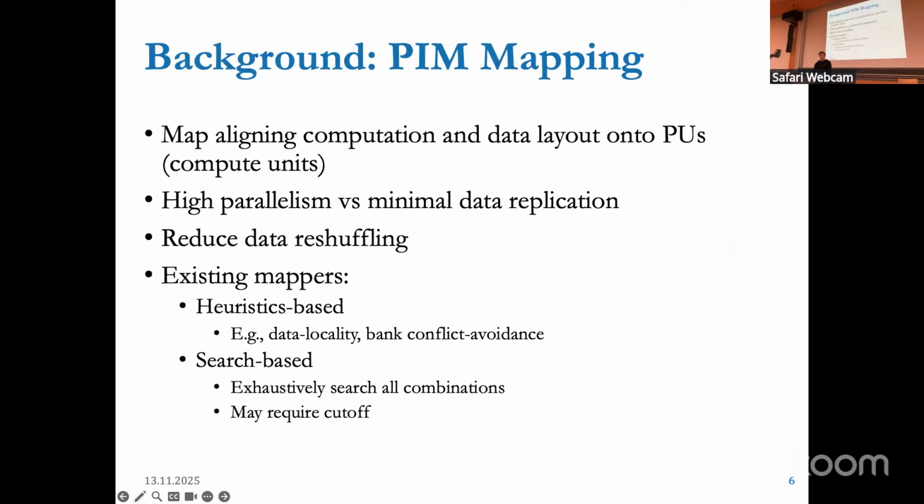Mapping this data onto processing in memory chips requires aligning all the computation and data so that you don't try to do computations on data that's not there. And we map them onto processing in memory units, which we also call compute units or just PUs. They use high parallelism so that we can use SIMD and try to reduce data reshuffling.